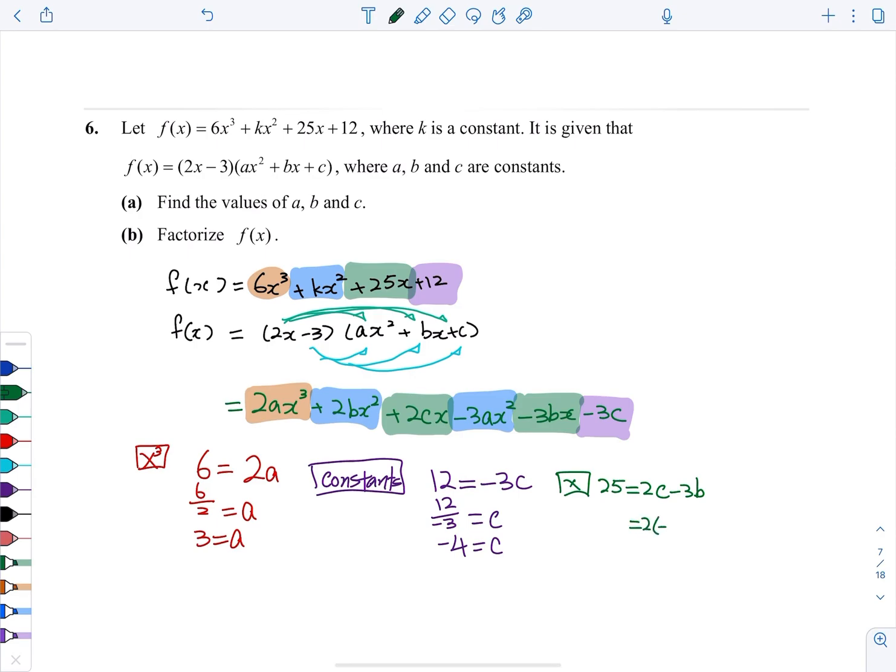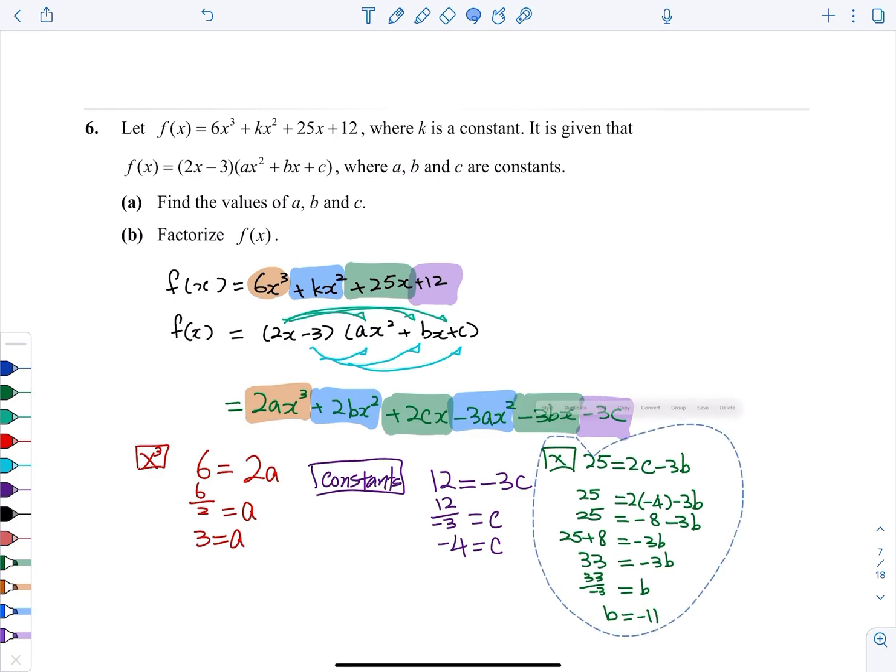So 2 times negative 4 minus 3b equals 25. So 25 equals 2 times negative 4, negative 8, minus 3b. Do all the steps so that you're 100% clear what you're doing. And the 25 plus 8, if you can do it in your head, that's better. If you can't, you can also do it with a calculator. I'm doing all the steps. So b is negative 11. Okay, you found a, b, c.